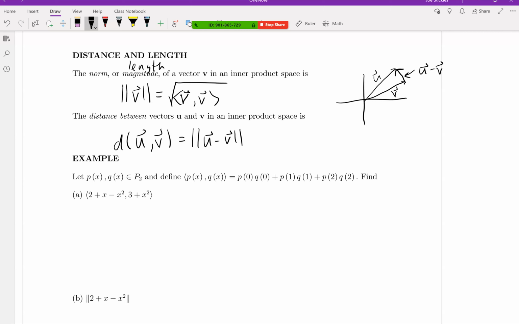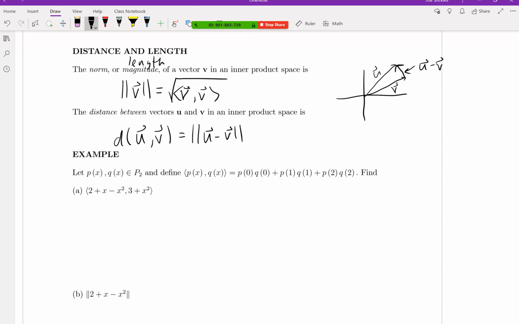Okay, so let's do this example where we have a different dot product than what we're used to. This says that we've got two polynomials, and the way we're going to define their dot product is to plug 0, 1, and 2 into each of them and do the product of the outputs in each of the three cases. So we have P of 0, Q of 0, plus P of 1, Q of 1, plus P of 2, Q of 2.